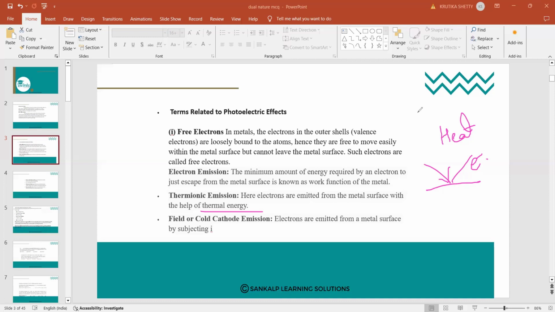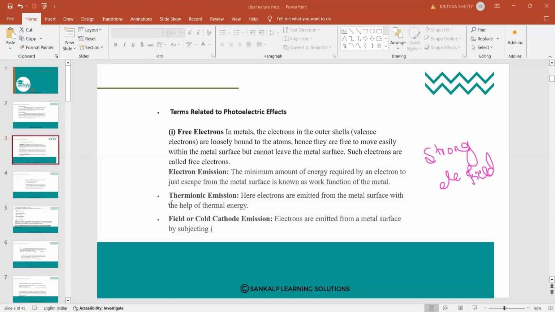Yes. So any kind of electron emission, students, you remember here, it depends on the nature of the substance. In field emission, it depends on two factors: the strength of the electric field and the nature of the material.